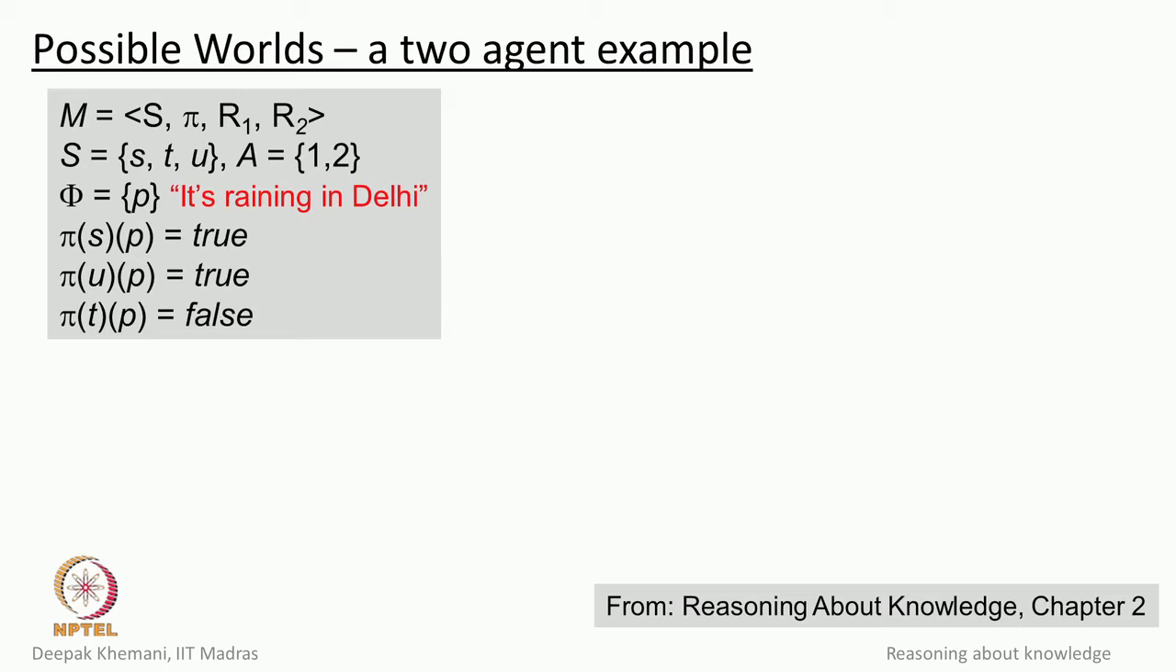So, let us take a small 2 agent example, this example that I had just mentioned to you. The Kripke structure has 3 states in this example: S, T and U. There are 2 agents, agent 1 and agent 2. Each of them has a relation R1 and R2, which we will show graphically. I will not write it here.